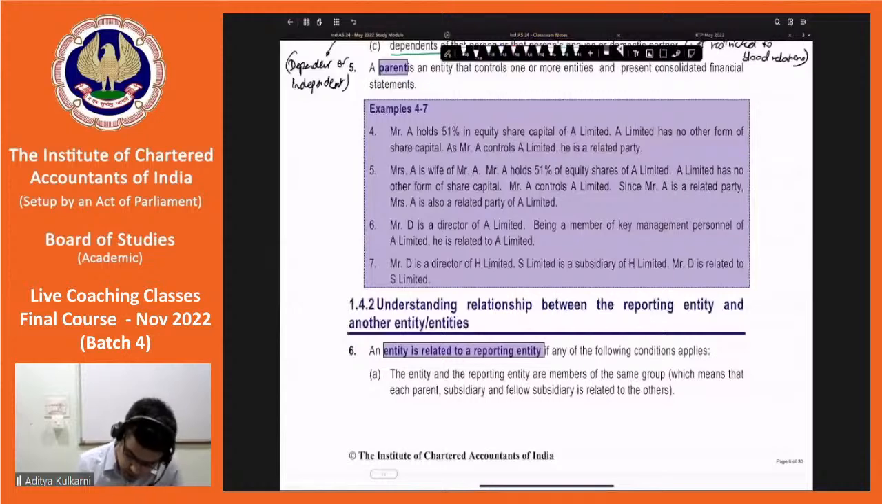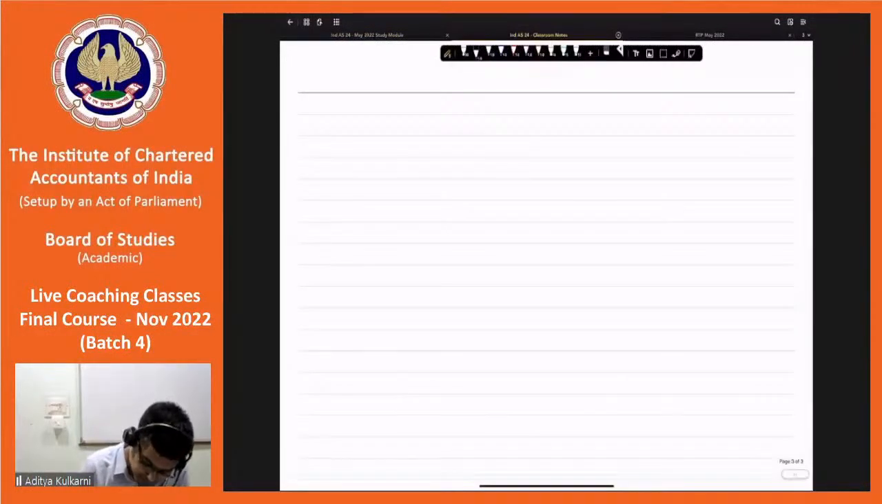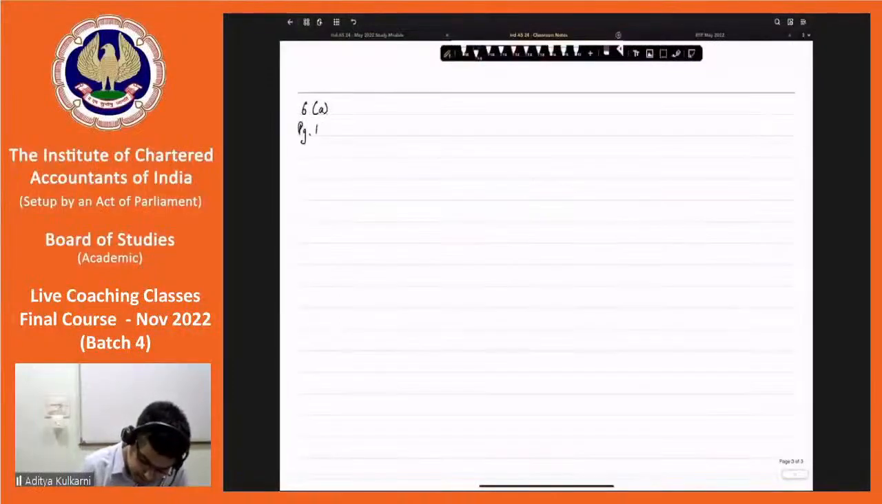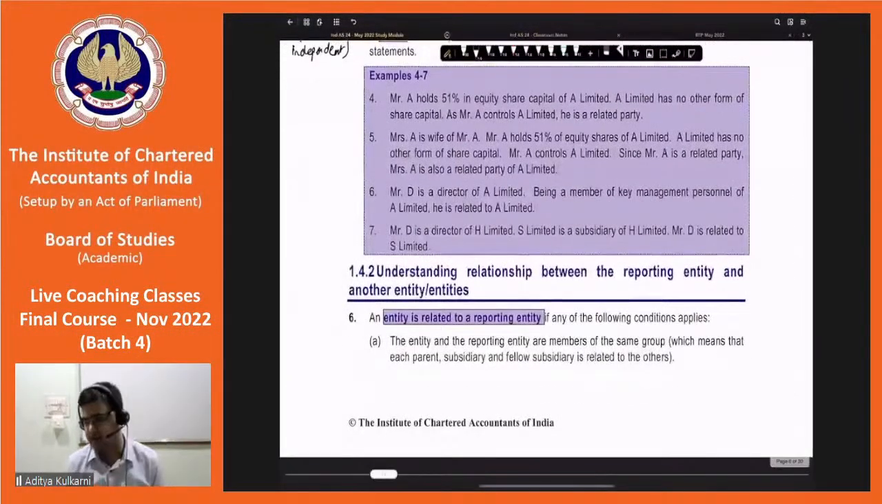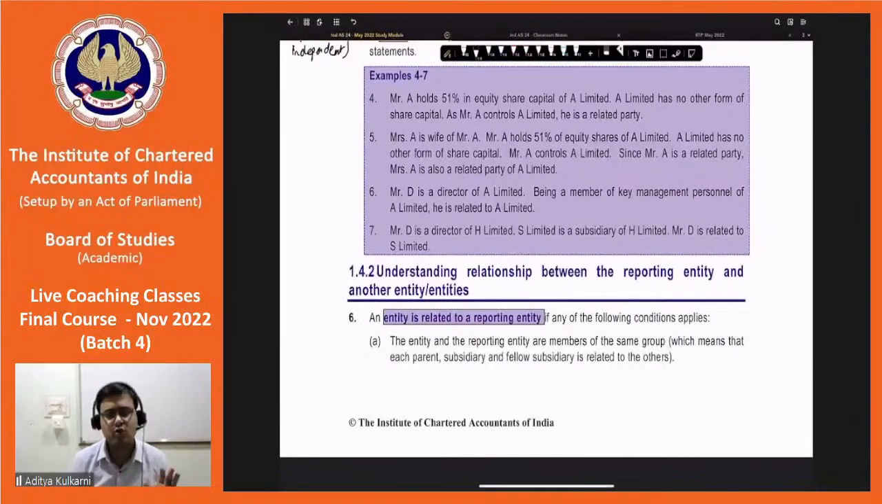Okay, so this is 6A, page number 11.6. Okay, so now what does this say? An entity is related to a reporting entity. So it's talking about an entity now. So the person part is finished. An entity is related to a reporting entity if any of the following conditions applies. So each of these clauses is separate. If any one of these conditions is fulfilled, then they become related to the reporting entity.